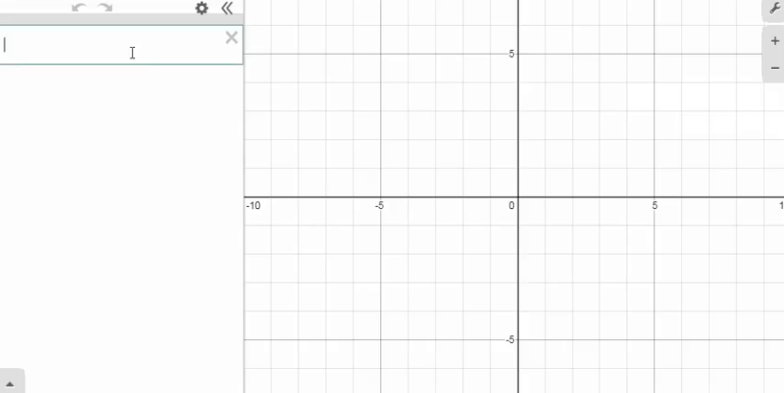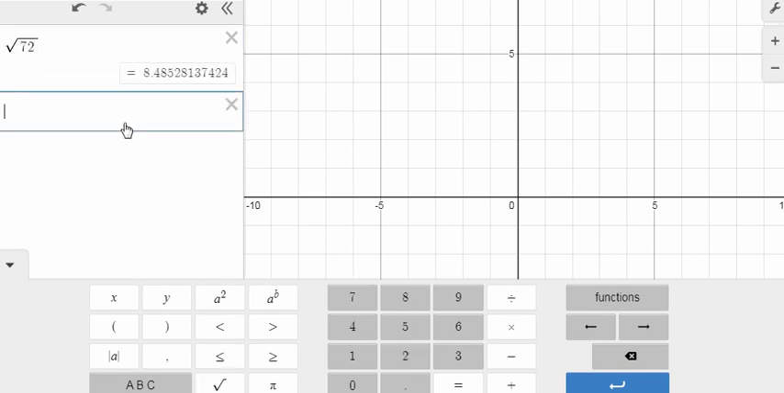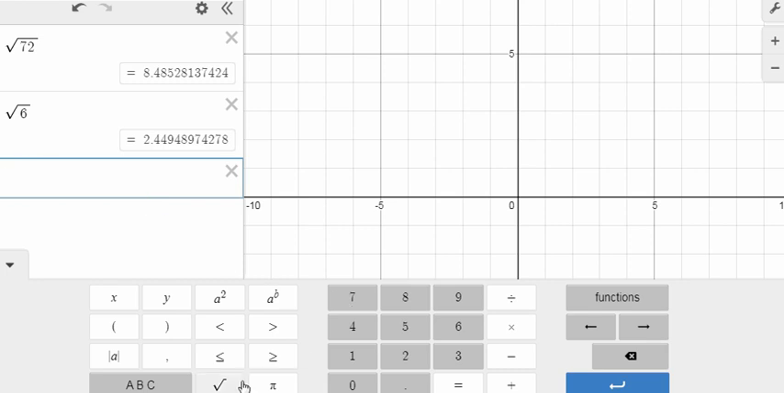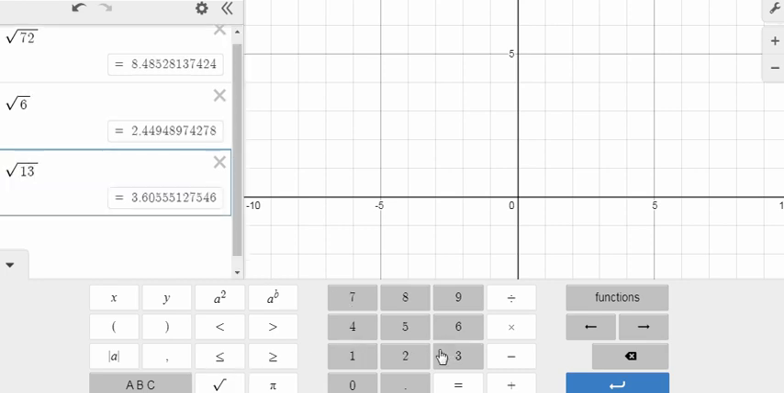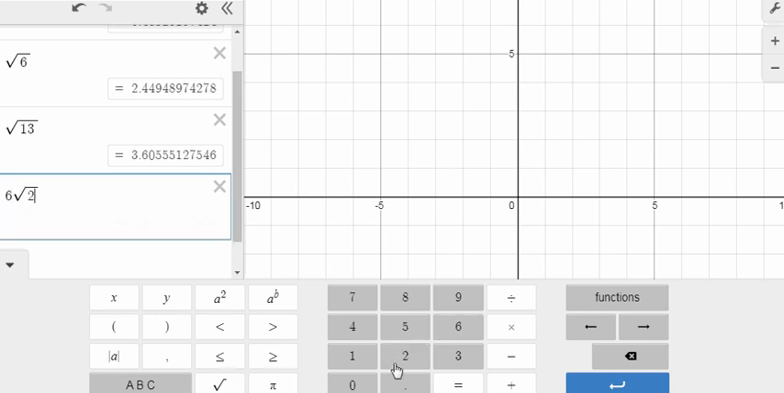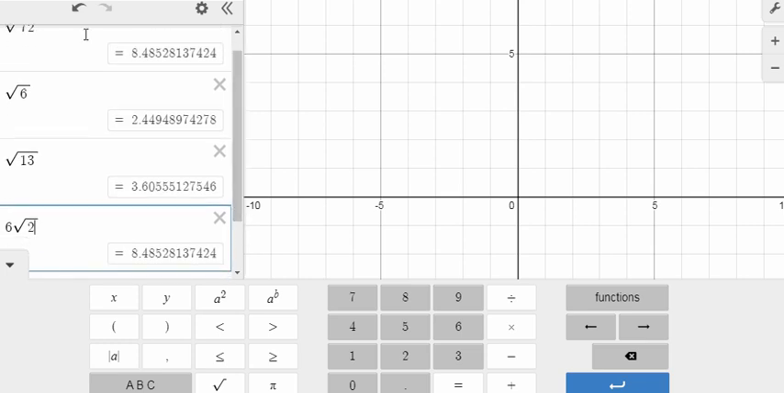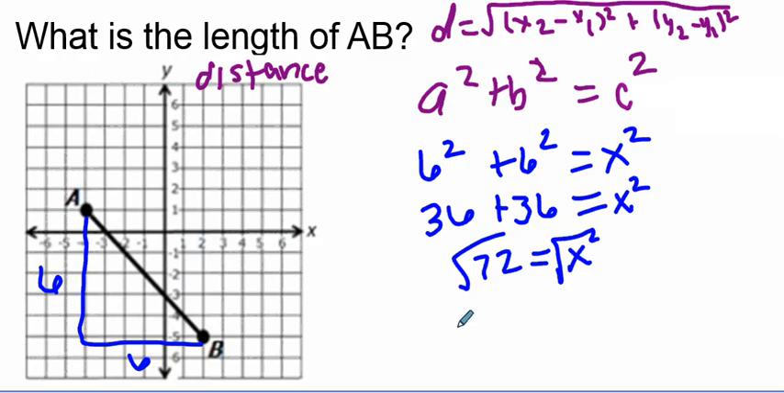Okay, so we're on decimals, so I'm going to type the square root of 72. All right, so we get the decimal 8.4. And then I'm just going to go through and try all my options. So we have the square root of 6, right? That's not the same. Then we had the square root of 13, also not the same. Then we had 6 square root of 2. Oh, looky there. We've got 8.485. See how those are the same? So therefore, 6 square root of 2 would have been our correct answer here.